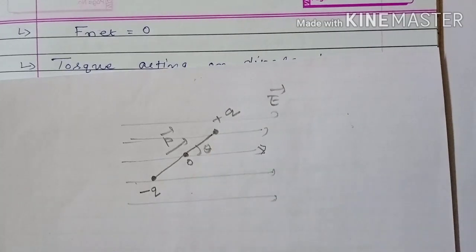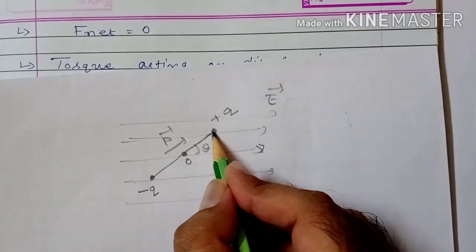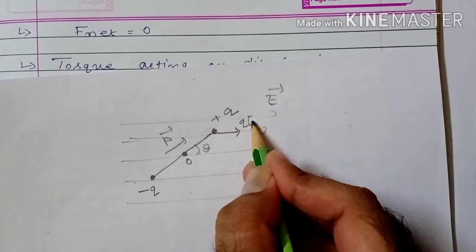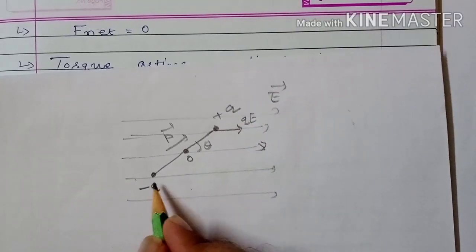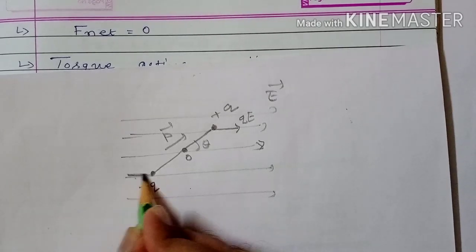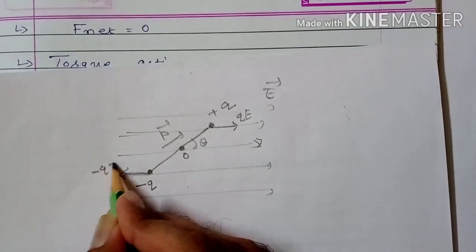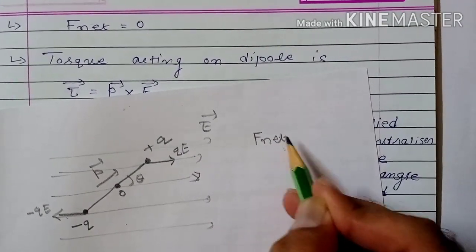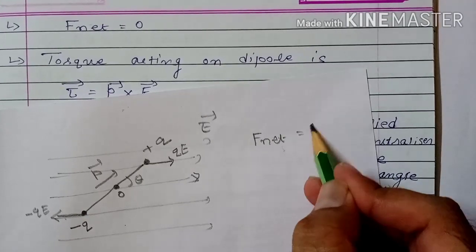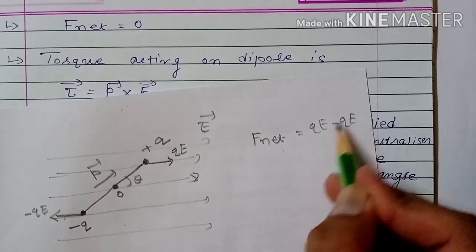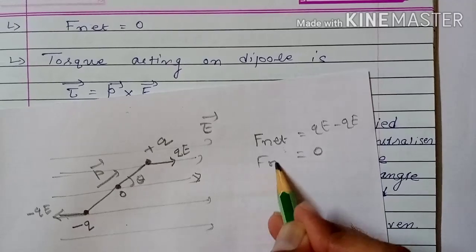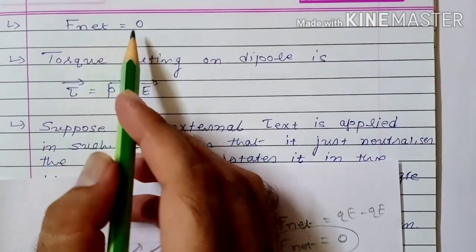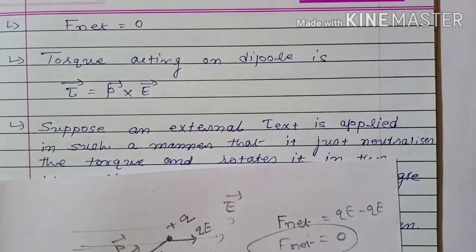So force acting on plus q charge is in the direction of electric field. So this is qE. And force acting on the negative charge is in the direction opposite to the electric field, that is minus qE. From this figure we can write the net force acting on the dipole, that is qE minus qE, that is 0. So we can write F net is equal to 0.